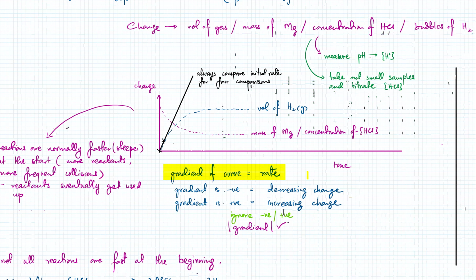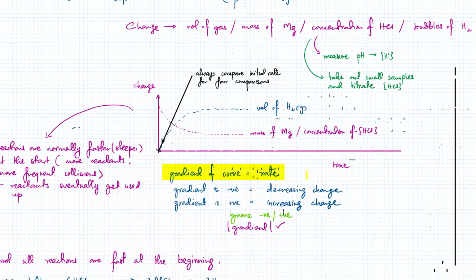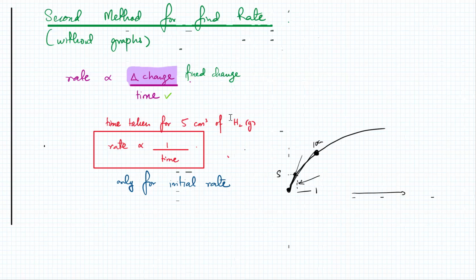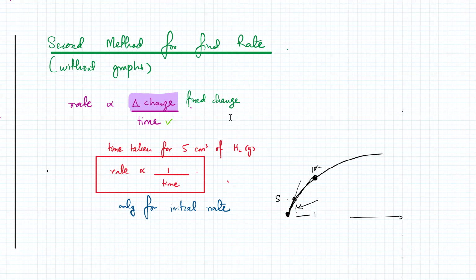So that was one way of measuring rate, and then you had another way of measuring rate, and that was you don't plot a graph. Instead, what you do is you fix the change, okay, and you figure out what is the time that is required for that change to happen. For example, time taken for 5 cm cube of H2 gas to form, so that rate would be 1 over time. If the time is less, then the reaction is fast. If the time is more, then the reaction is slow.